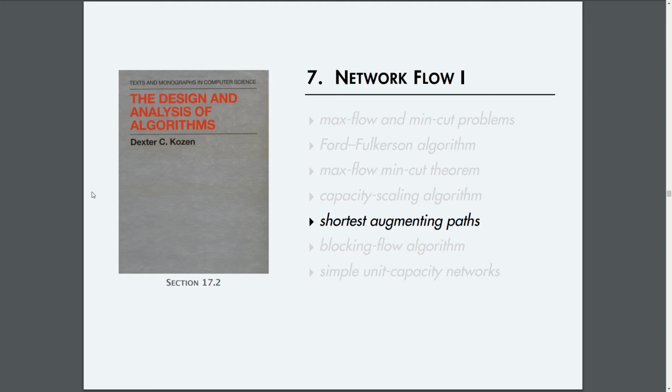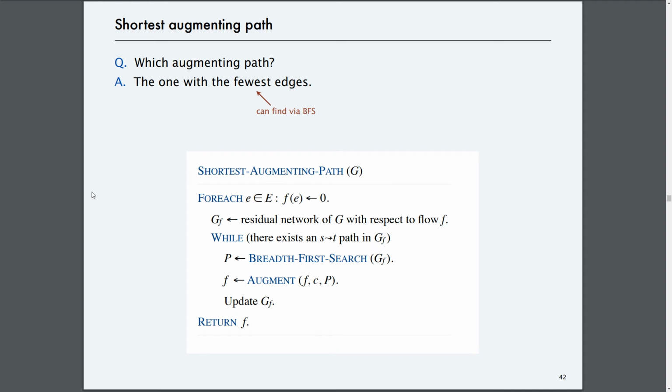Another method of making the max flow algorithm better is shortest augmenting paths. So which augmenting path do we take? The one with the fewest edges. And this is done with BFS. That's what I did. So you find the path using a BFS and augment the path and then update the graph.